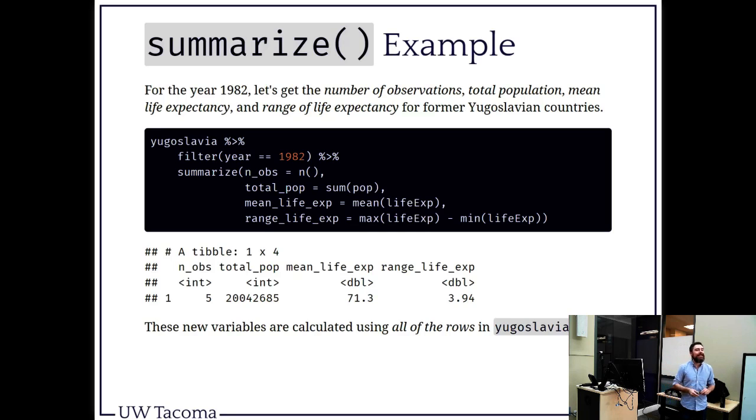What comes out from summarize is a single row of data, because it's taken every row of the data I've given it, run these summary things, and reduced it to a single row of data where each output has a single value. So I know that the data I gave it, which is five former Yugoslavian countries, year 1982, there are 5 observations. So it says 5 observations. This was the total population of the former Yugoslavian countries in 1982. That was their mean life expectancy, and the range of life expectancy from the highest to the lowest was 3.94 years. So not a big life expectancy gap between these different countries. So these were calculated using every row in Yugoslavia. This is how you do quick summary statistics. Make sense? Okay.